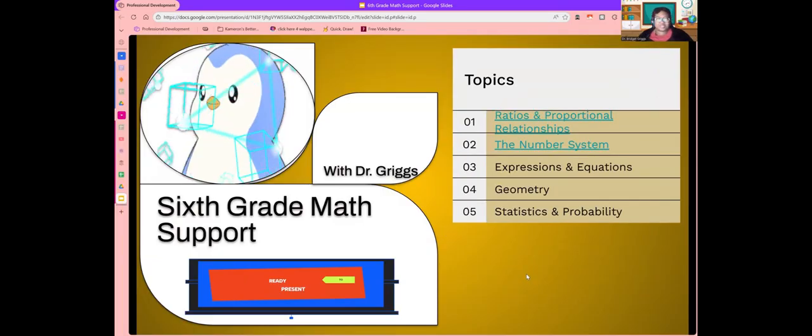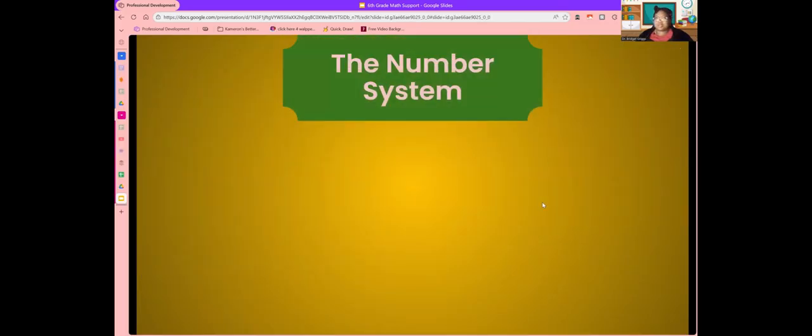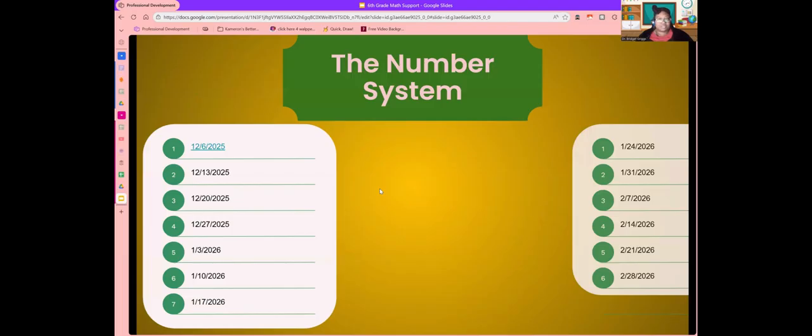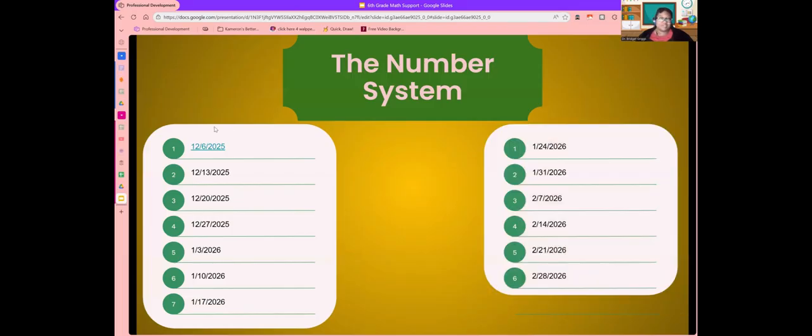These are our topics for this school year. We are now working on the number system. For the topic of the number system, we will have a total of 13 objectives. So let's look at our first one.